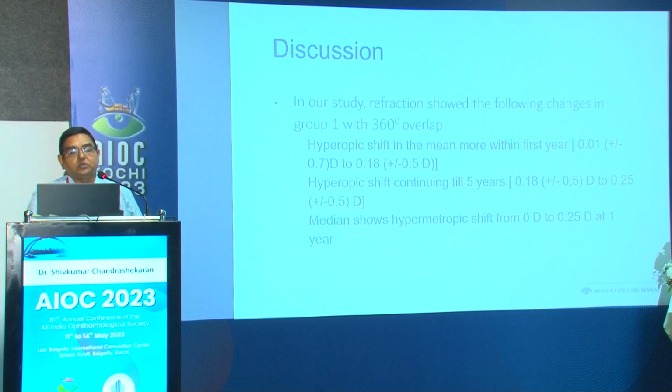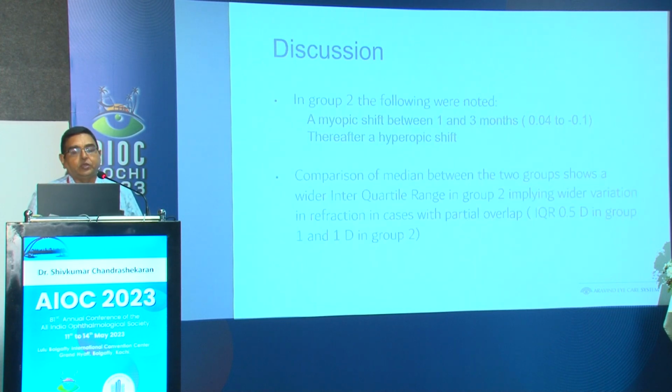In our study with the rhexis overlap, we found a hyperopic shift in the mean more within the first year, from 0.01 to 0.8, but this hyperopic shift continued very gradually for the next few years. At the 5th year, it was 0.25, and the median also shows a hyperopic shift from 0 to 0.25. But in group 2, with a partial overlap, there was a myopic shift to start with, and thereafter a hyperopic shift. And the larger interquartile range of 1 diopter in group 2 also suggests that there was a wider range of refraction.